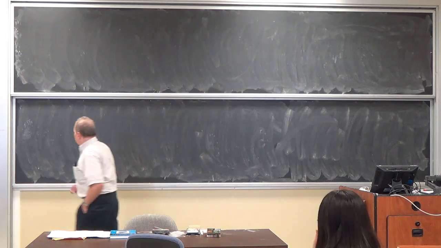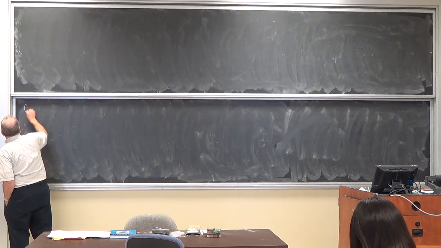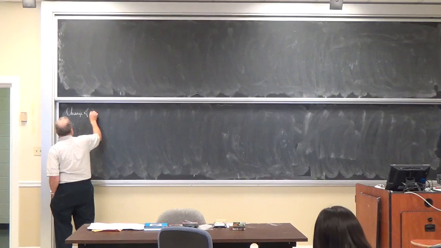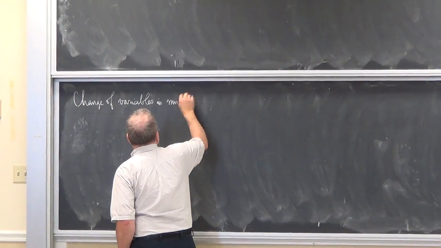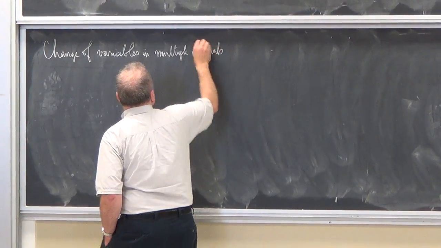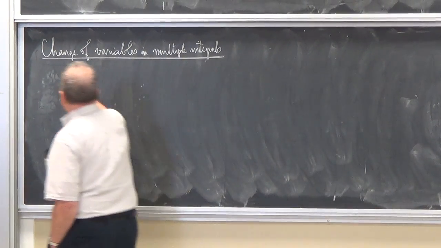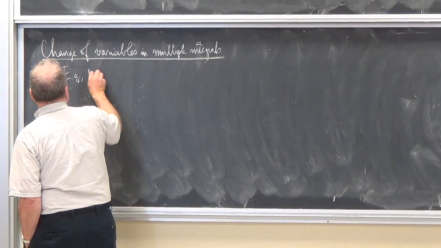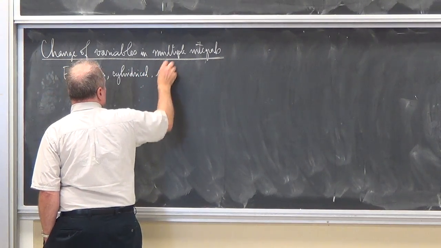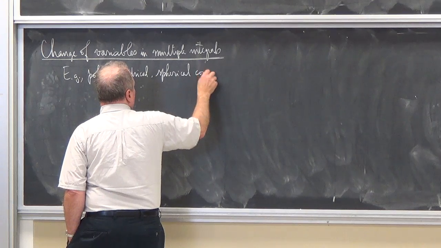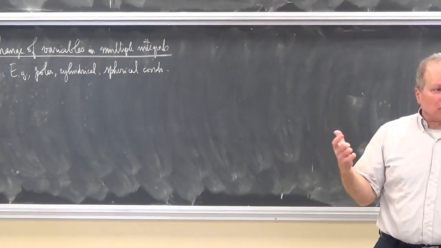Okay, so I want to talk about change of variables in multiple integrals. So we've already seen examples of this with polar, cylindrical, and spherical coordinates, and at the time I sort of drew pictures for you to indicate why you should believe the fudge factors that are showing up.